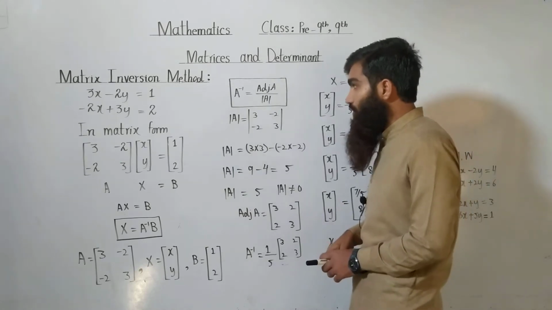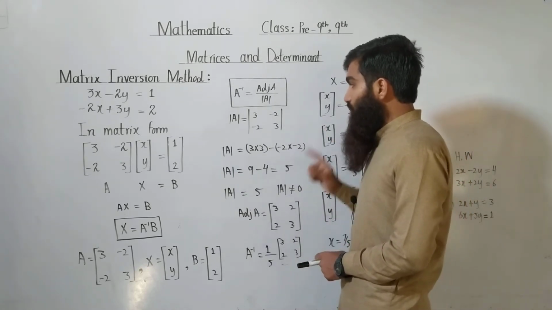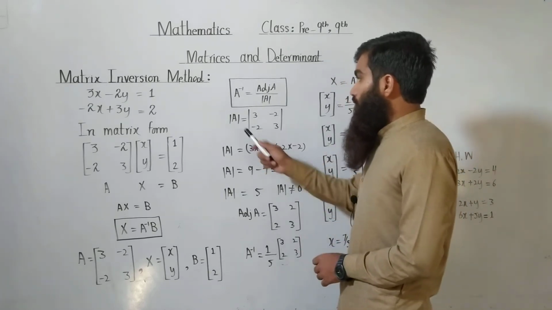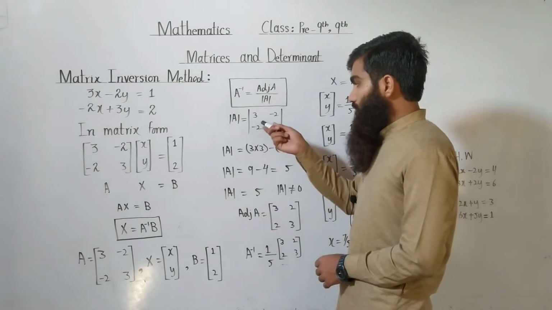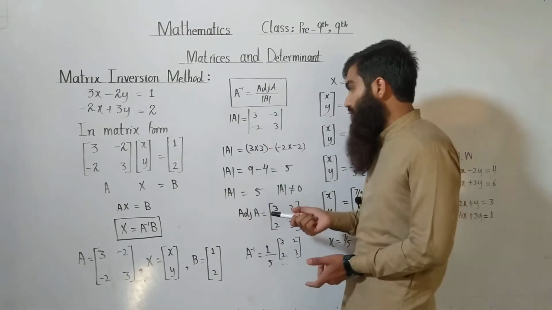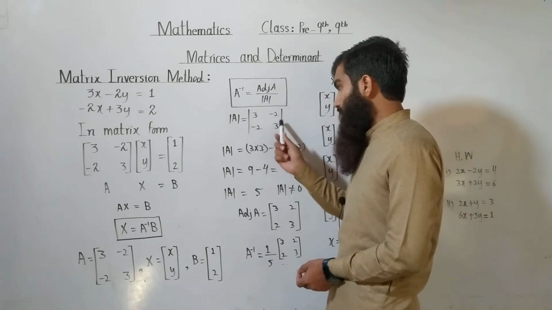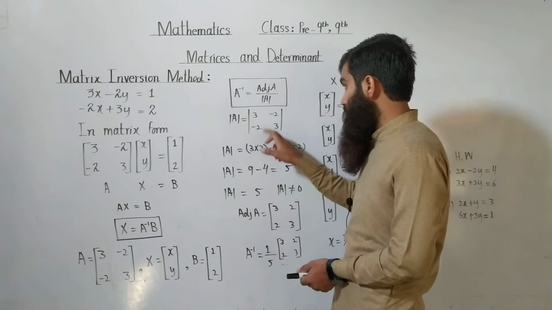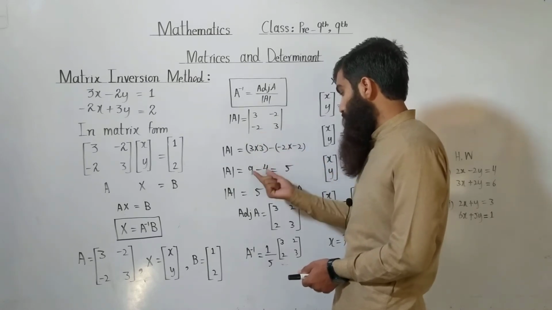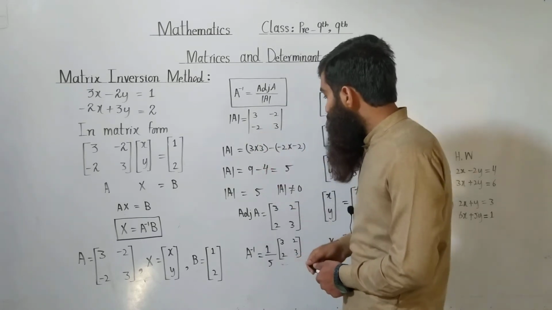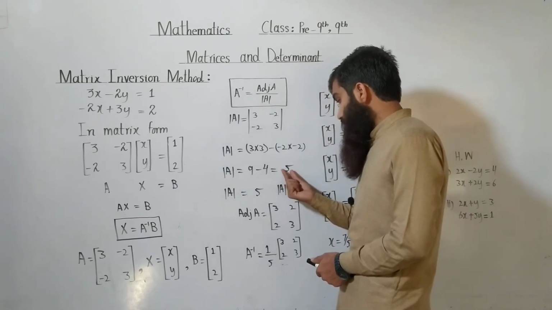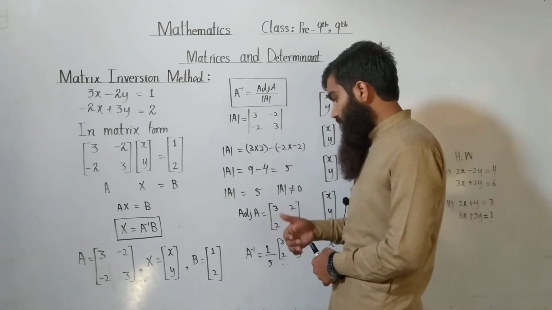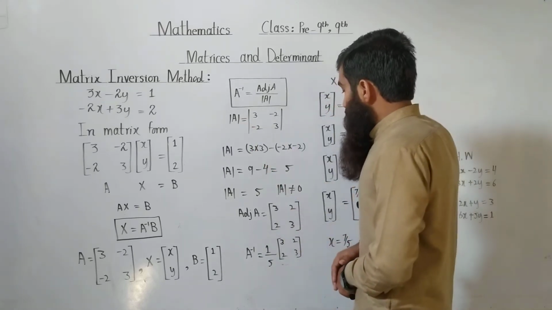Whenever we want to find the inverse of any matrix, first we will find the determinant of that matrix. Okay, we will first find the determinant of matrix A. Simple method, you know: product of primary diagonal minus product of secondary diagonal. 3 multiplied with 3 minus 2 multiplied with minus 2. After simplification, we will get the answer 5. It means that it is a non-singular matrix. Further we can solve this matrix.